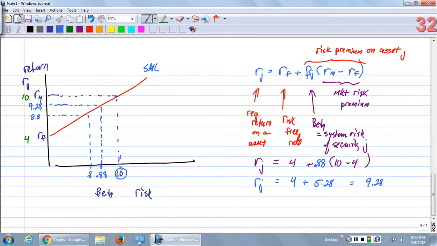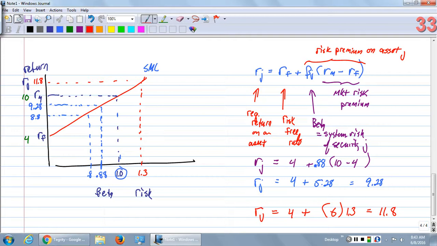What if we were looking at investing in an asset that had a beta of 1.3? Well, we would want 4% plus something to compensate us for the market risk. The market risk premium is 6, but because the stock we're looking at, 1.3, is 30% riskier than the market, because the market has a beta of 1, so a beta of 1.3 is 30% more, then we want 1.3 times that, which is going to be 7.8. This is going to give us an 11.8% rate of return.